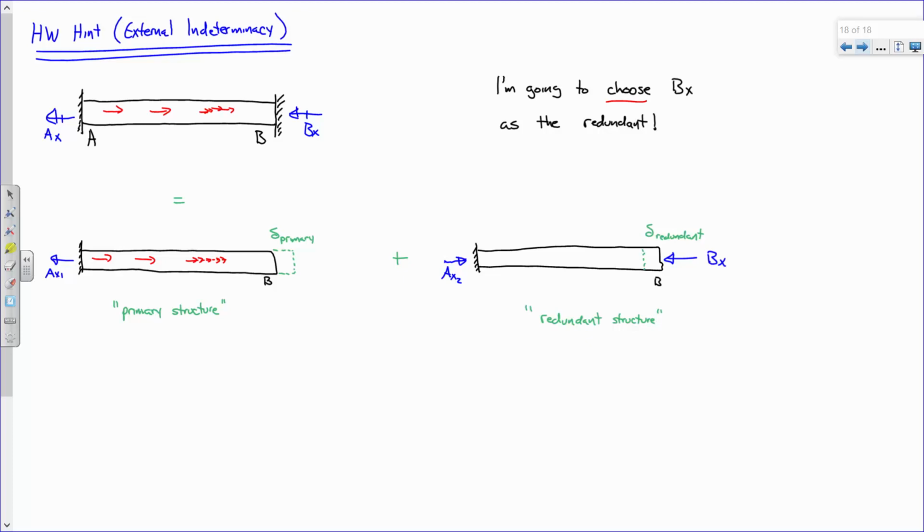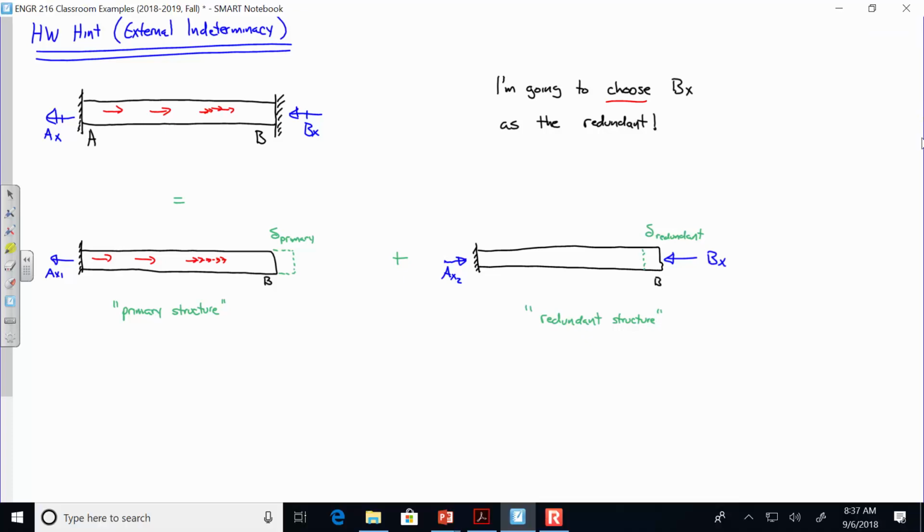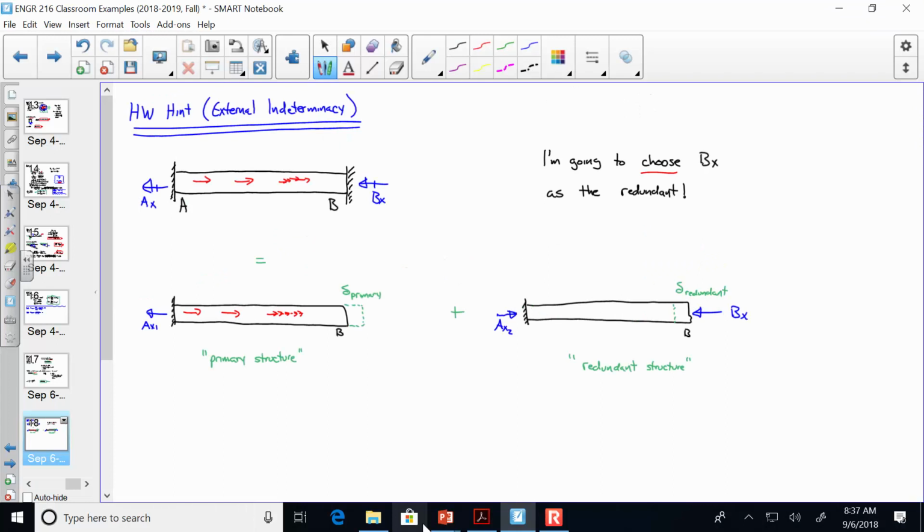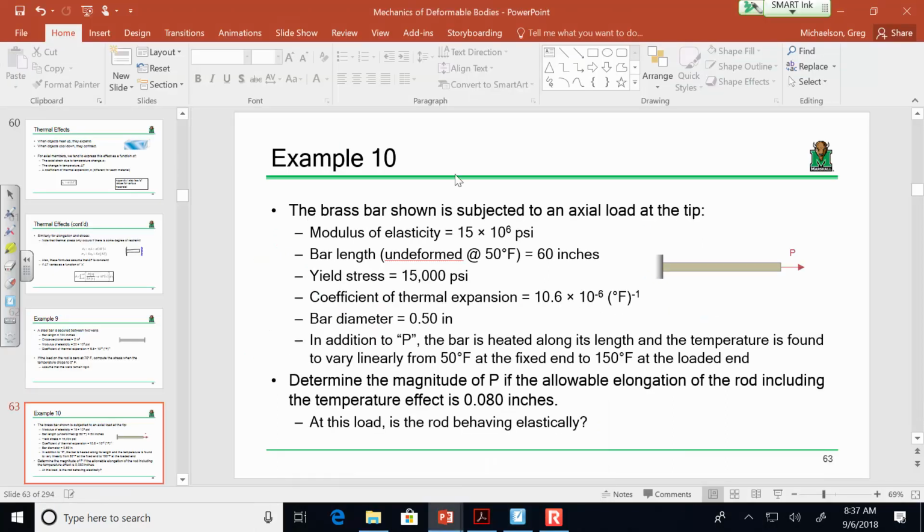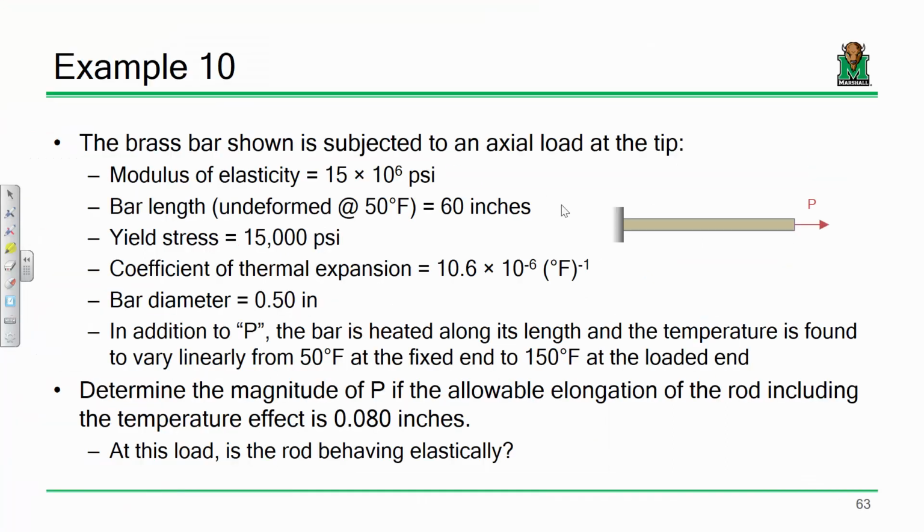Okay. All right. If you're okay with that, now I want to move on to our last example for thermal. This one's a little more involved, but it's not that bad. Okay. Here I have a bar. This bar is out of brass, so the material properties are a little bit different. So we have a different Young's modulus and a different coefficient of thermal expansion.